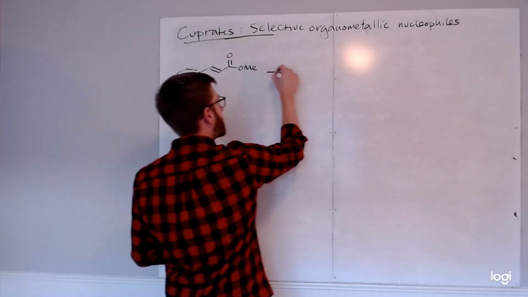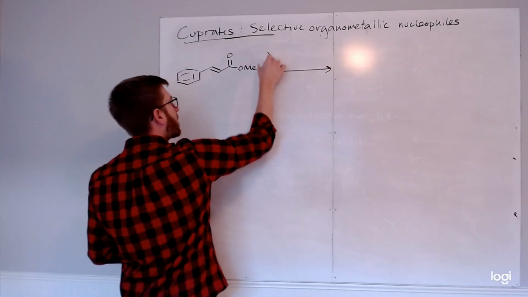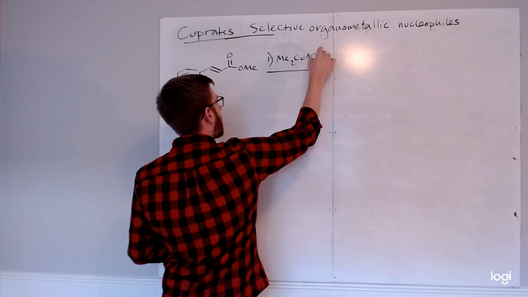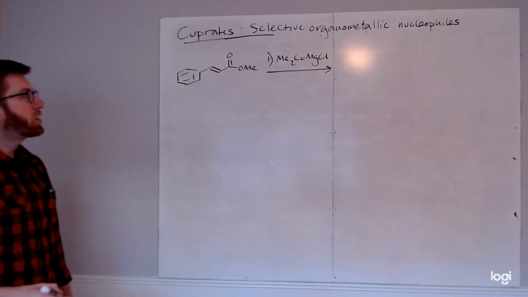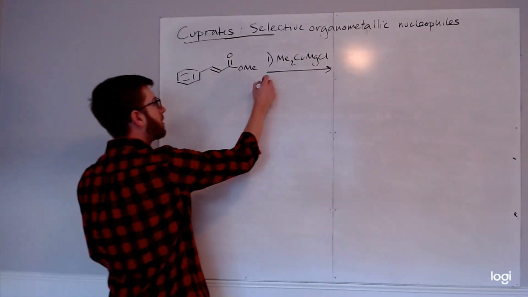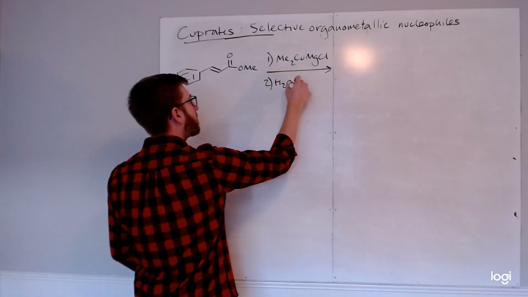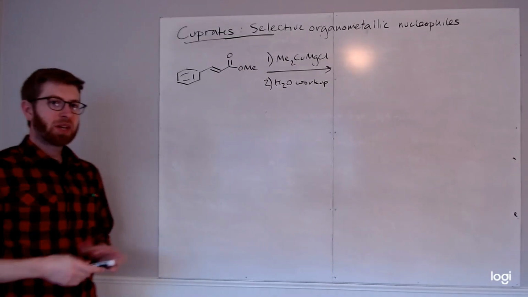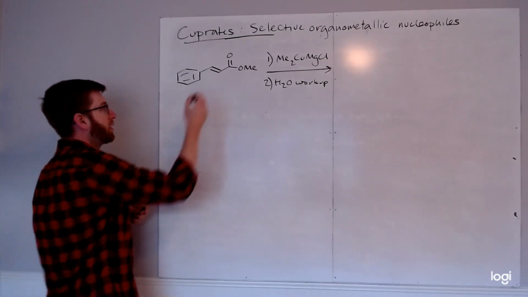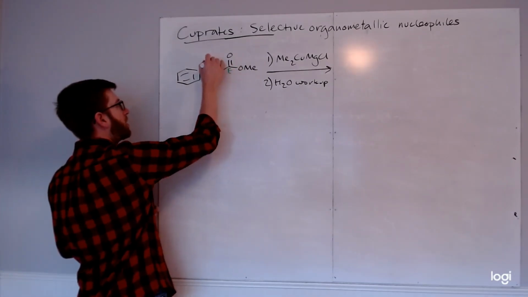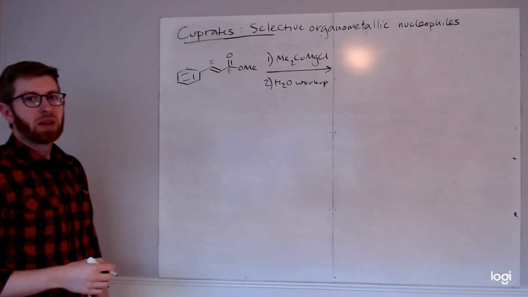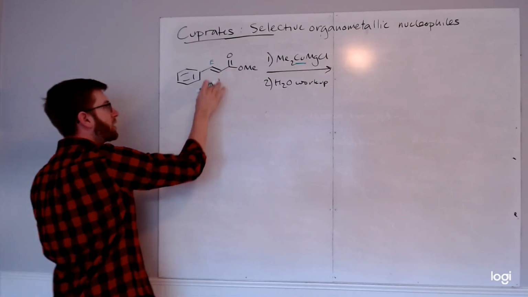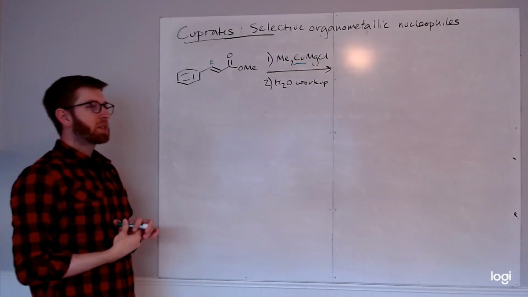So we'll look at this species, and we'll do Me2CuMgCl and a water workup. Here I'm going to play the same game. I know I've got 2 electrophilic sites. Boom. And the beta carbon, boom. And I know that I've got a copper, so I know that I'm dealing with a 1,4 addition. And then the last thing for me to do is decide, well, what am I transferring?